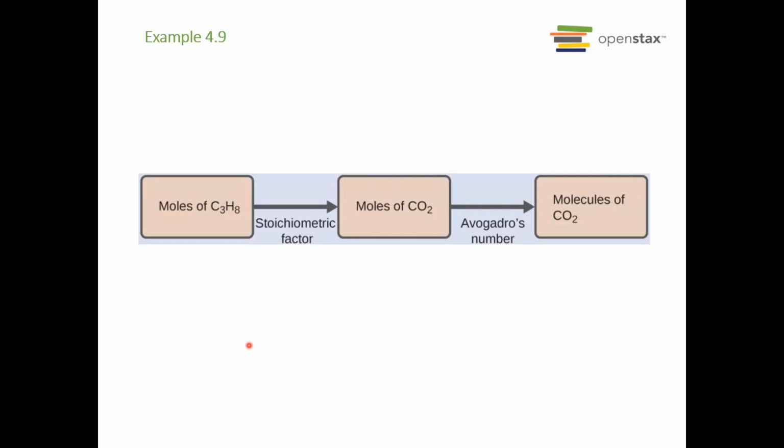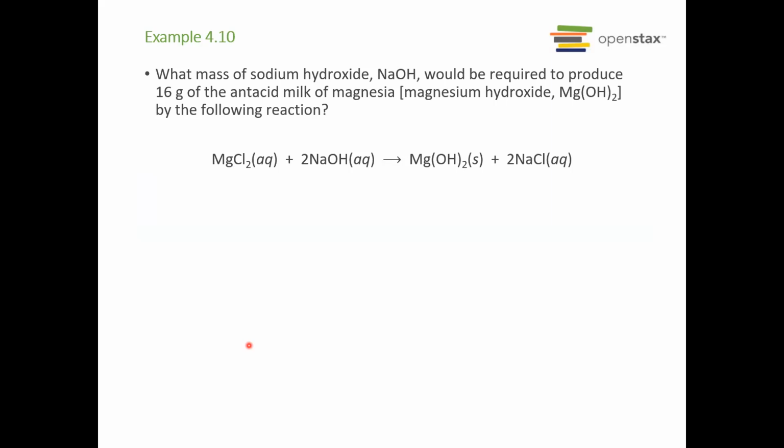We could use Avogadro's number to convert to the molecules of carbon dioxide. We've done that conversion before. Or more commonly, what we're going to see is that we're going to convert to grams, because grams is something that we can actually measure. We can't measure moles of any substance on a balance, but we can get the grams fairly easily. And then we'll also see a very similar process where we're going to volume, so we're going to the liters.